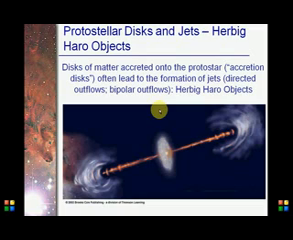Also, disks of matter accreted onto the protostars often lead to the formation of jets, directed outflows, bipolar outflows. And this is called Herbig-Haro objects. So this is the star, and around it the disks, and this causes jets to flow out of the star, or out of the protostar.